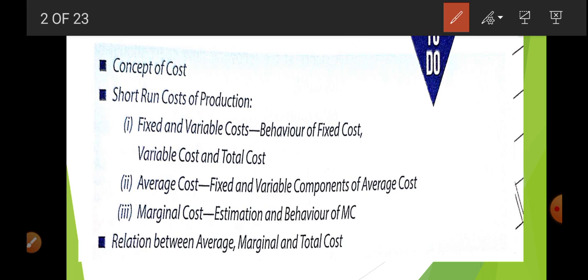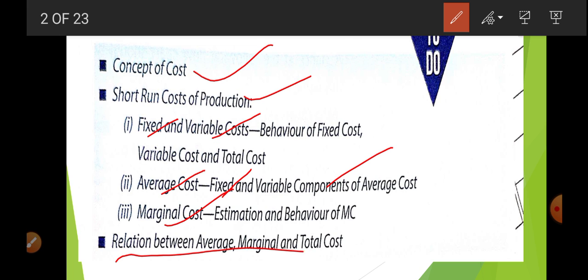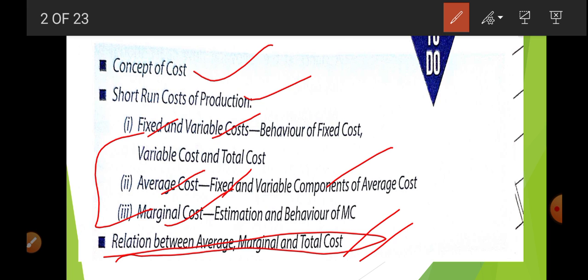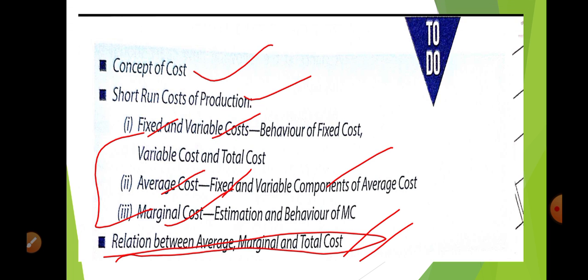We are going to understand in this chapter the concept of cost. Then we are going to understand short run cost of production. Within that we are going to learn fixed and variable cost. Okay, then average cost. Within that average fixed cost and average variable cost, then marginal cost, and the relation between all these three. So in this way, if you are able to understand these three, no doubt there will be no problem to understand the relation between all these cost curves. Okay, so let us start.